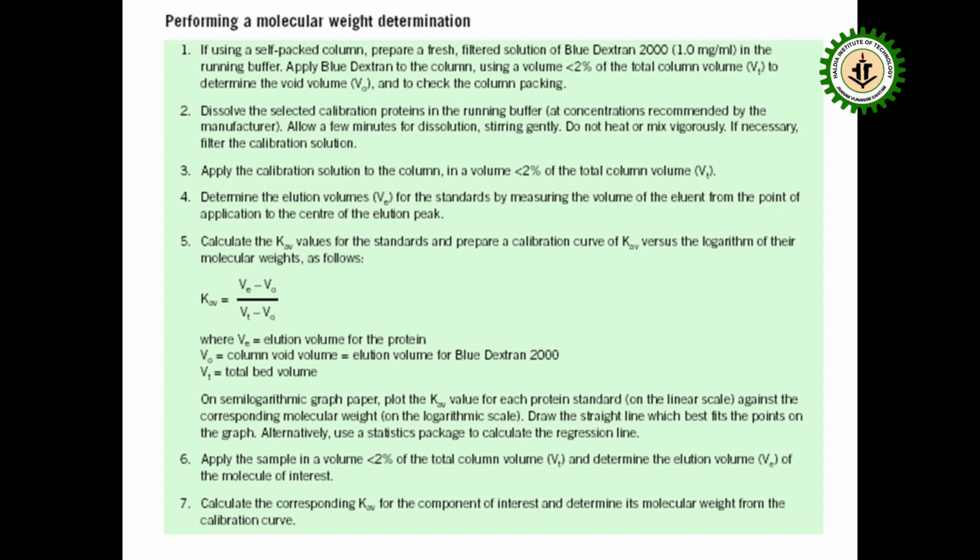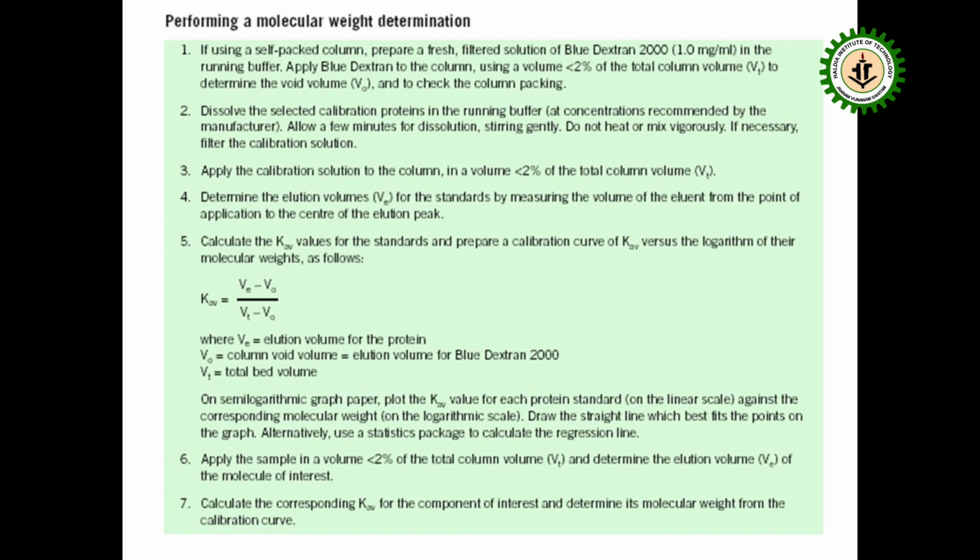Dissolve the selected calibration protein in the running buffer at the concentration recommended by the manufacturer. Allow a few minutes for dissolution, stirring gently. Do not mix vigorously. If necessary, filter the calibration solution. Then apply the calibration solution to the column in a volume less than 2% of the total column volume, Vt. Determine the elution volume Ve for the standard by measuring the volume of the eluent from the point of application to the center of the elution peak.